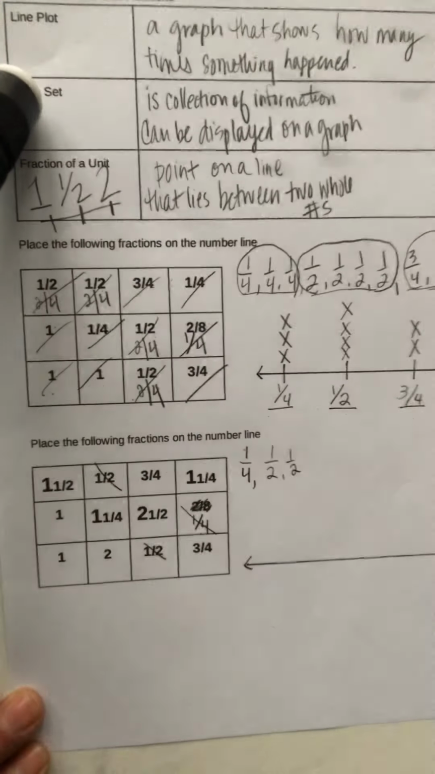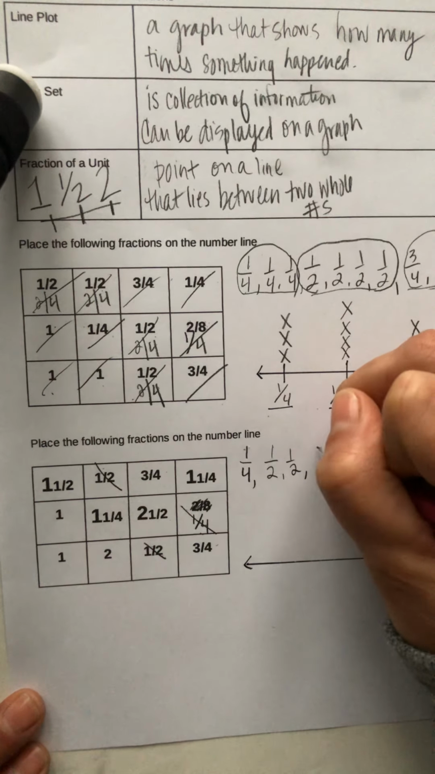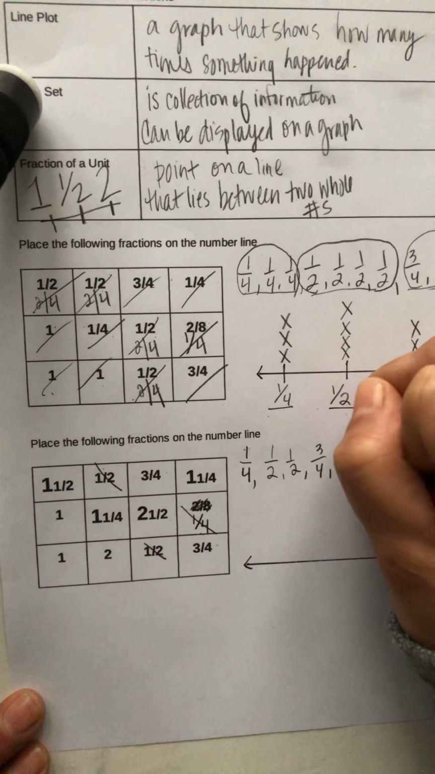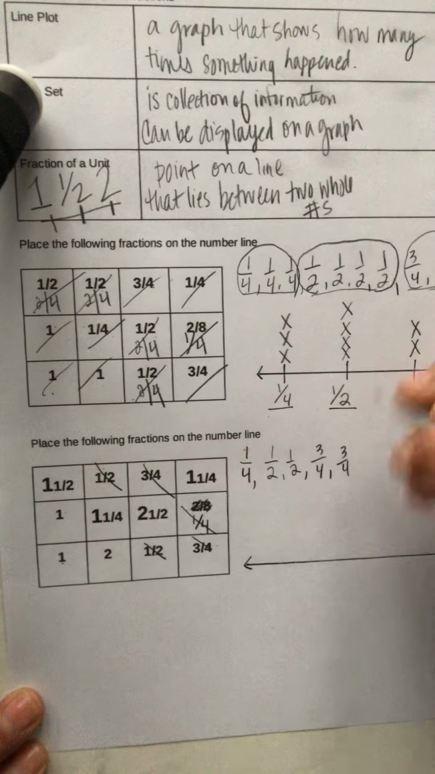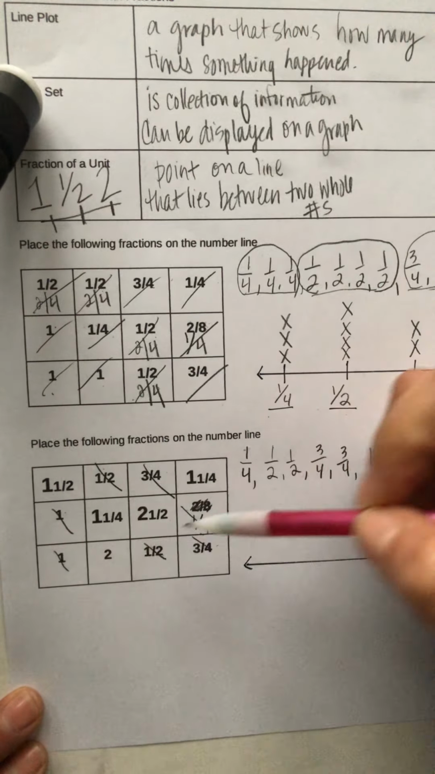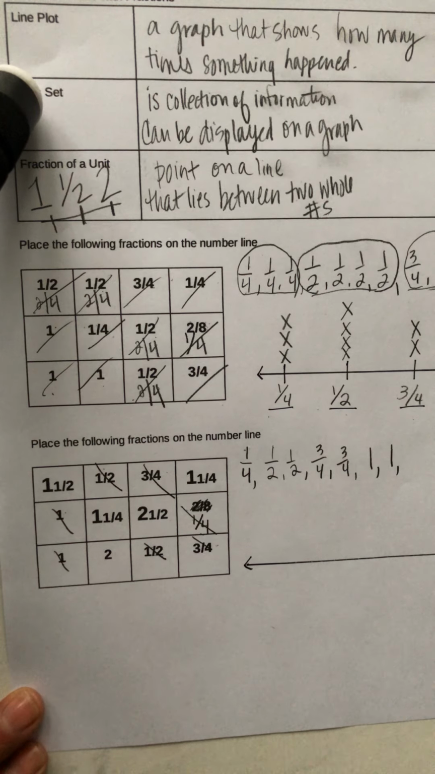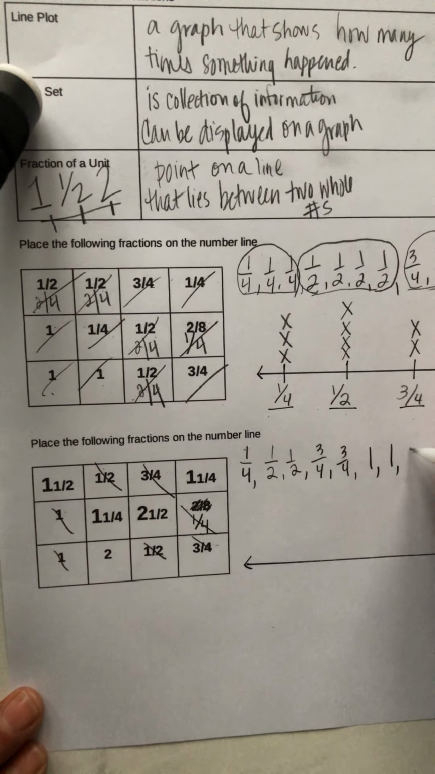Done and done. And then it looks like 3/4 is next. 3/4, there's 2 of them. Done and done. And then after that 1, there's 2 of them. Done and done. And now I go into my mixed numbers with 1 being the whole number. So 1 and 1/4 is next. There's 2 of them.